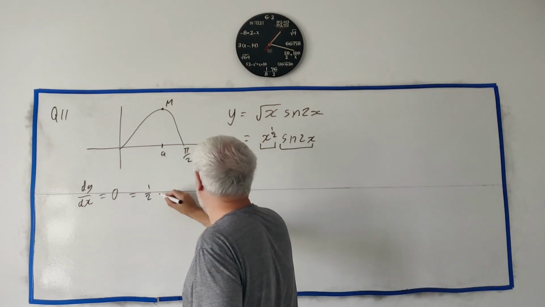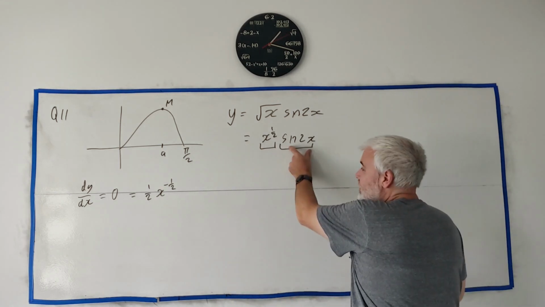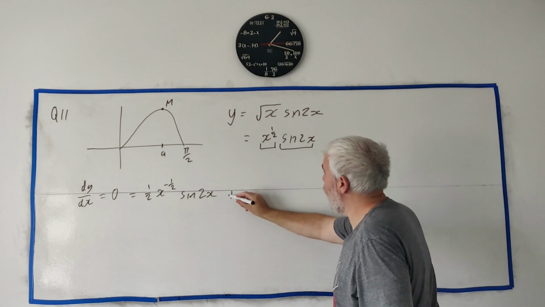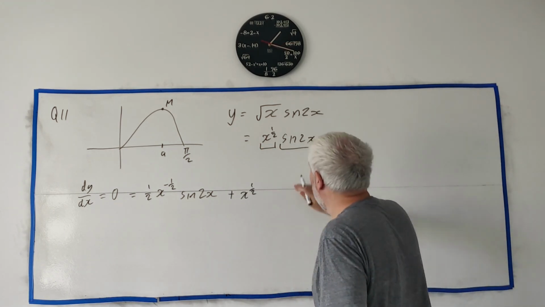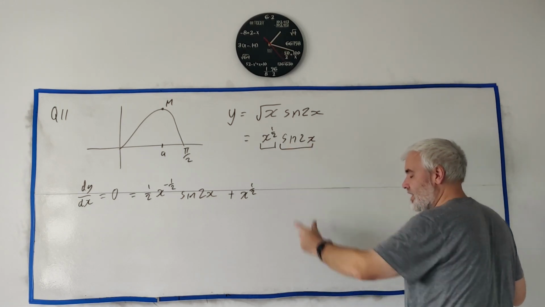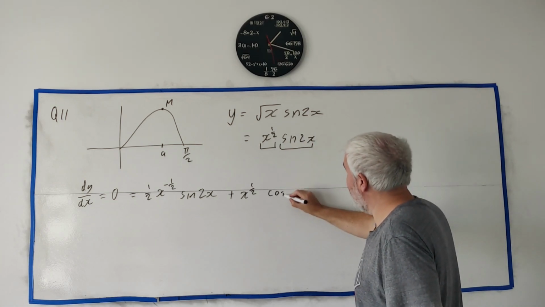Okay, so the product rule tells us that, let's differentiate the first one. That becomes a half times x to the power of minus a half. Leave the second one alone. Sine 2x. Plus, leave the first one alone. That's x to the half. Multiplied by the derivative of the second one. The derivative of sine is cosine.